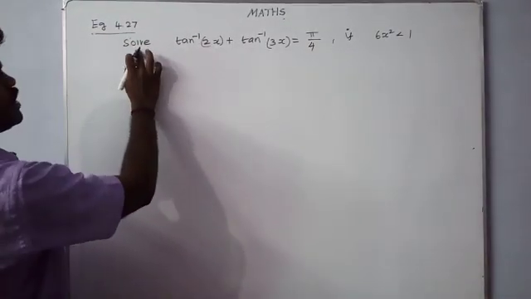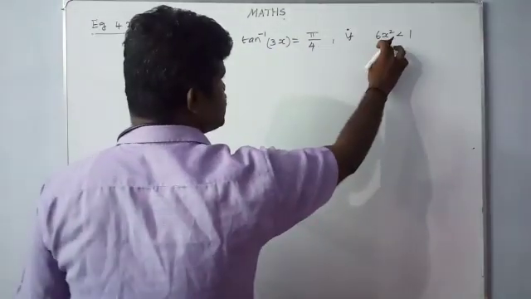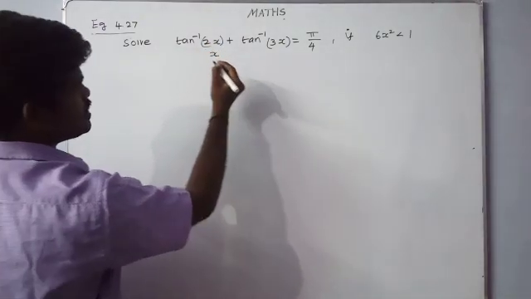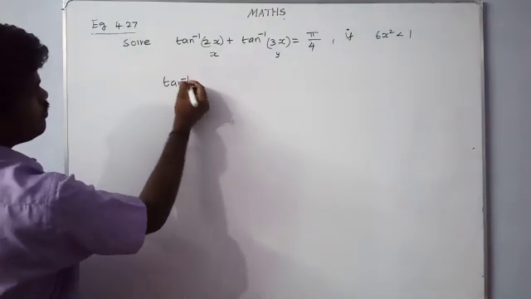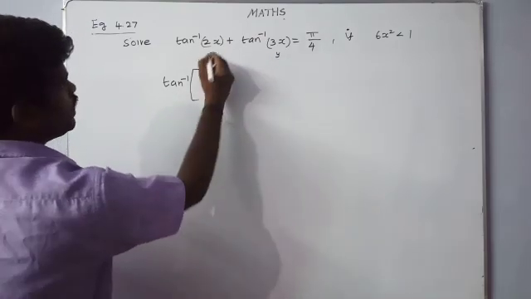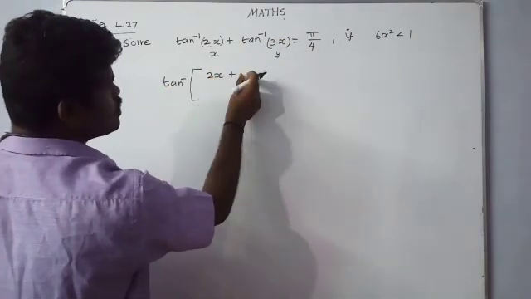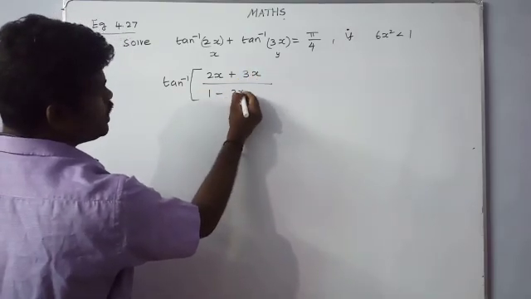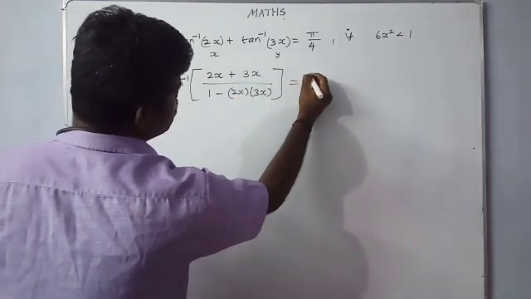Refer to the sum, Example 4.27. Solve tan inverse 2x plus tan inverse 3x is equal to pi by 4, if the condition is 6x square less than 1. We have a formula in property number 6. This is considered as tan inverse x and this as y. The formula is tan inverse of x plus y divided by 1 minus xy. Here x is 2x and y is 3x, so tan inverse of 5x divided by 1 minus 6x square is equal to pi by 4.